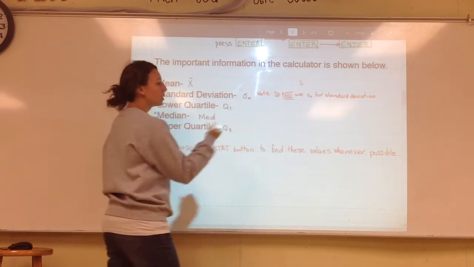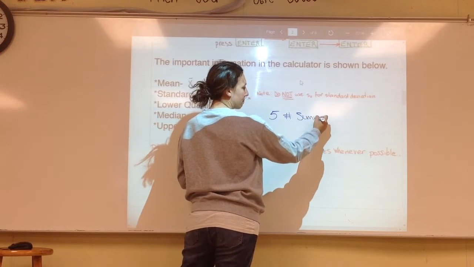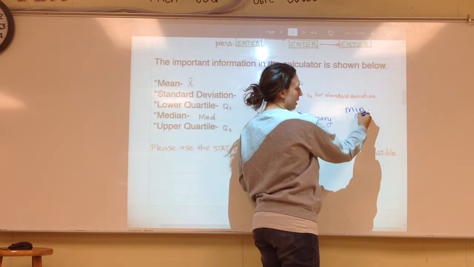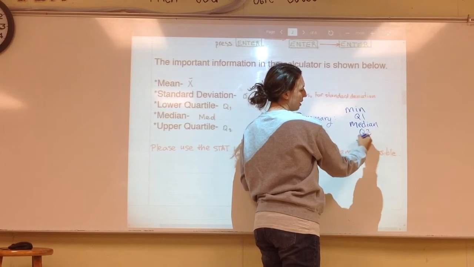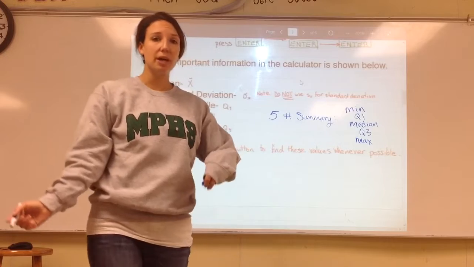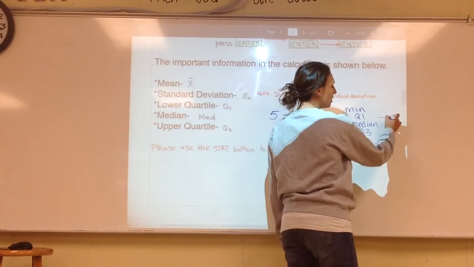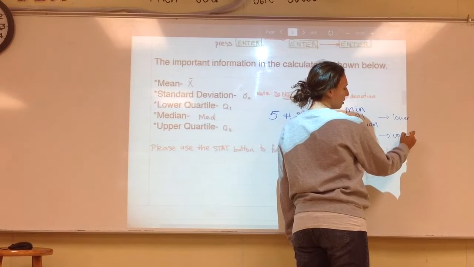So you have what's called a 5-number summary. And that's going to be my minimum, my Q1, my median, my Q3, and my maximum. We're going to use that when we make box and whisker plots. We'll talk about those in a minute. These guys are known as my lower and upper quartiles.